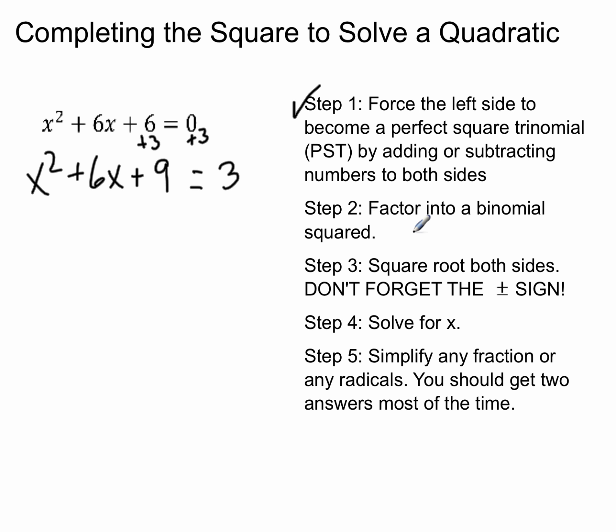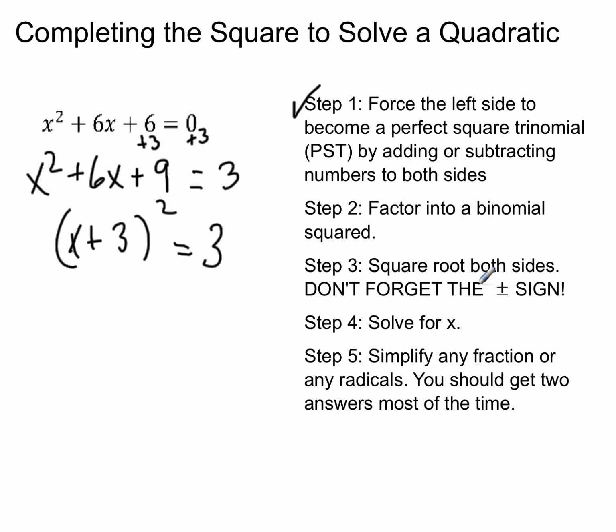Step 2, factor into a binomial squared. So if I take this and I factor it into a binomial squared, I get x plus 3 squared. 3 plus 3 is 6, 3 times 3 is 9. Okay, all I did was factor this side, it's still equal, so the 3 on this side is just going to stay 3. I didn't do anything to it.